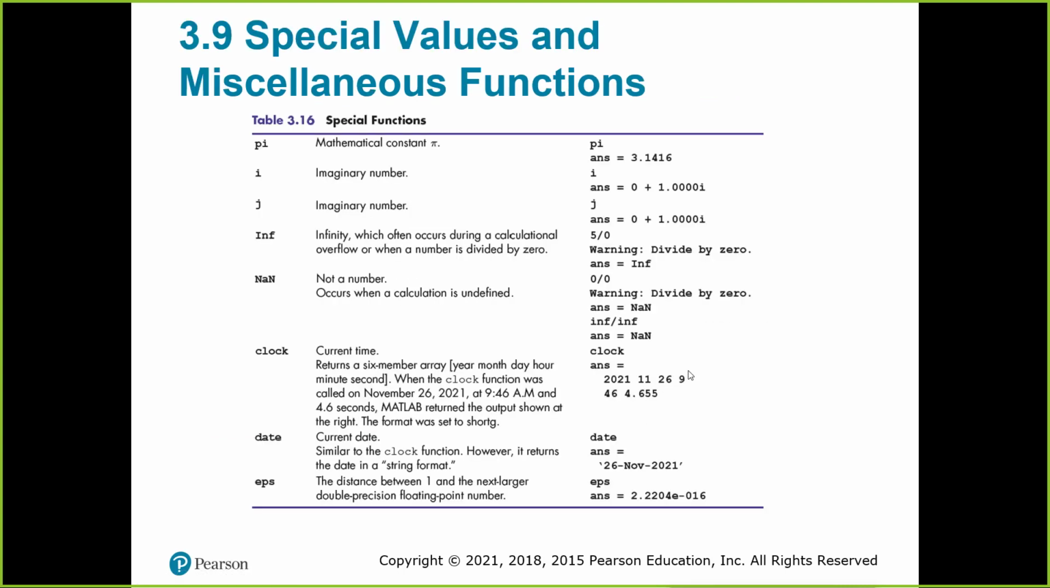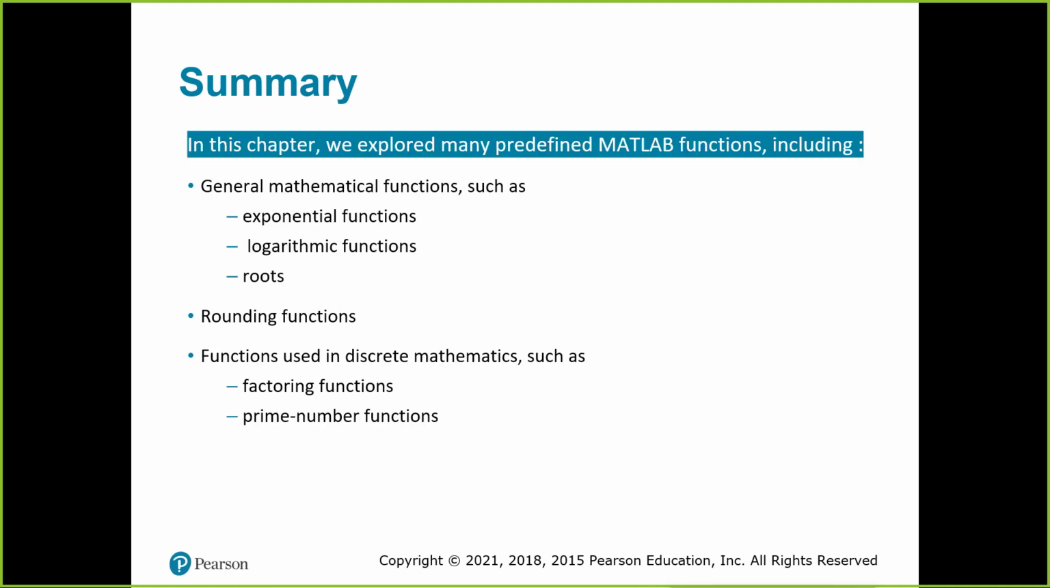Okay, special values and miscellaneous functions. So your special values: pi, i and j are imaginary numbers. Inf means basically you're dividing by 0, NaN, not a number, is when it is undefined. Clock gives you the current time. Date gives you the current date. And eps is the distance between one and the next larger double precision floating point number. Cool. I always wanted to know what that was. I always thought it was ESP.